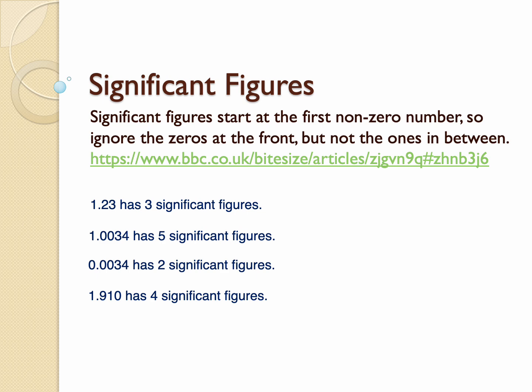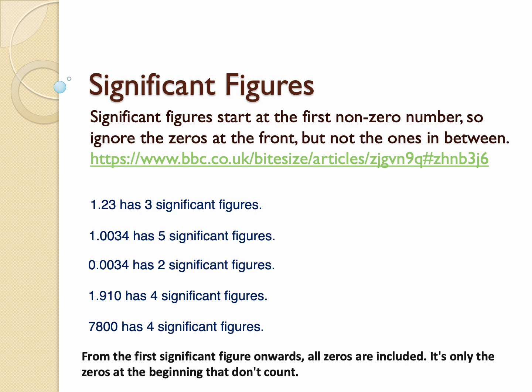For 7800, which I haven't displayed on screen, I'll let you figure out on your own. You can pause the video if you want. But if you're following, I hope you agree that 7800 has 4 significant figures. So to repeat myself, from the first significant figure onwards, everything is counted. Leading zeros, that is zeros before the first significant figure, are not counted.